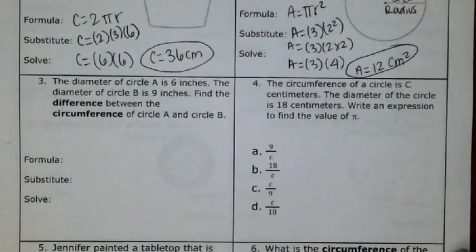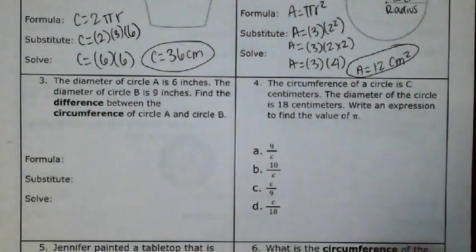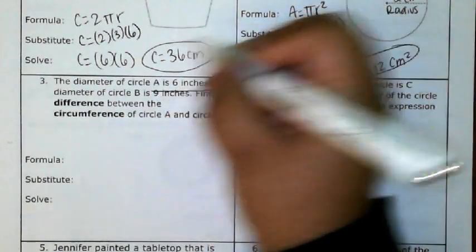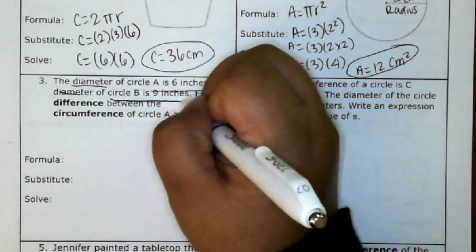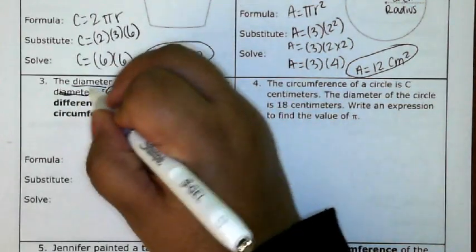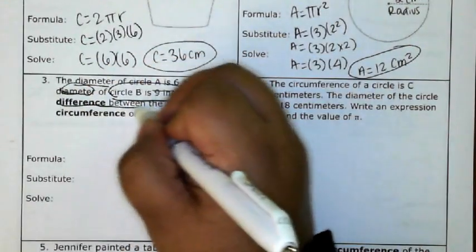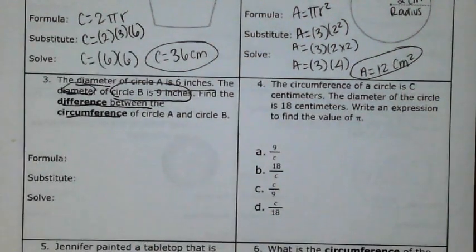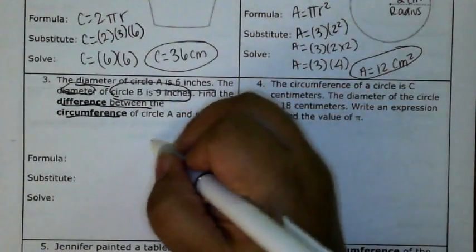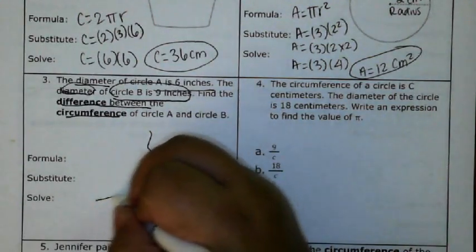Okay, so the diameter of circle A is 6 inches. It's telling me diameter. The diameter of circle B is 9 inches. Okay, and it's asking us to find the difference between the circumference. So it's clearly asking me to find the circumference of A and B, but the final answer is the difference between the two. So what I'm going to do is split something like this.